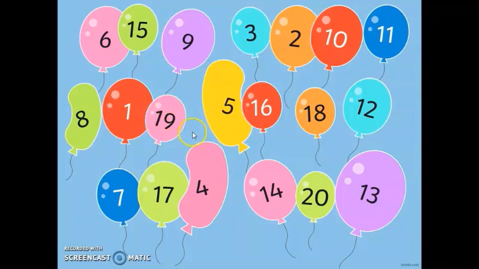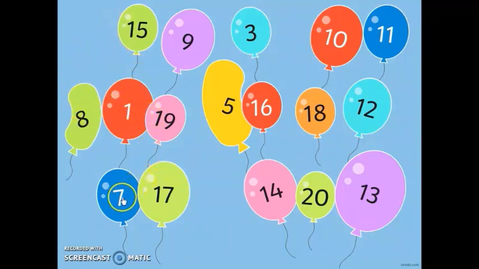Shall we start? Now can you help me from which number we'll start? From number 1? No. That's good. We'll start from number 2. So we'll pop the balloon number 2. What comes after 2? Because we are counting in 2s, you have to skip one number. After 2, we have number 4. Good job. 2, 4, 6.